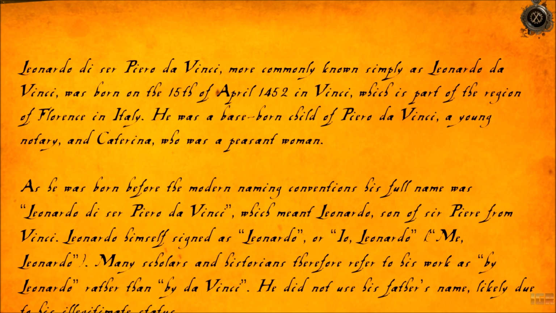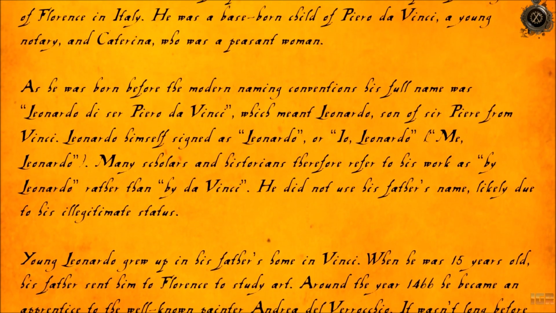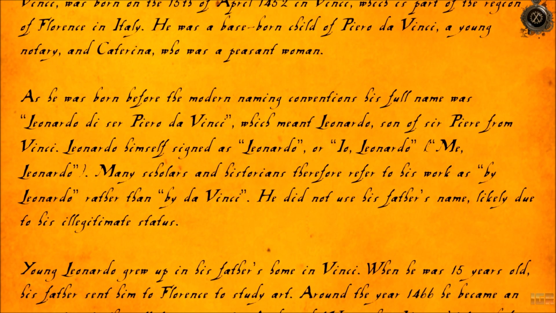Leonardo da Piero da Vinci, more commonly known simply as Leonardo da Vinci, was born on the 15th of April 1452 in Vinci, which is part of the region of Florence in Italy. He was a base-born child of Piero da Vinci, a young notary, and Caterina, who was a peasant woman. As he was born before the modern naming conventions, his full name was Leonardo da Piero da Vinci, which meant Leonardo, son of Pierre from Vinci. Leonardo himself signed as Leonardo, or Io Leonardo.